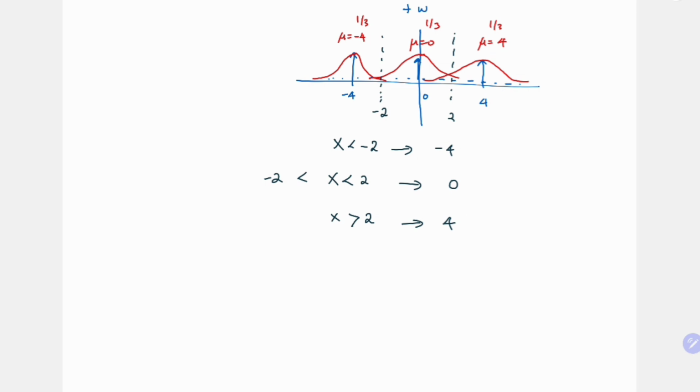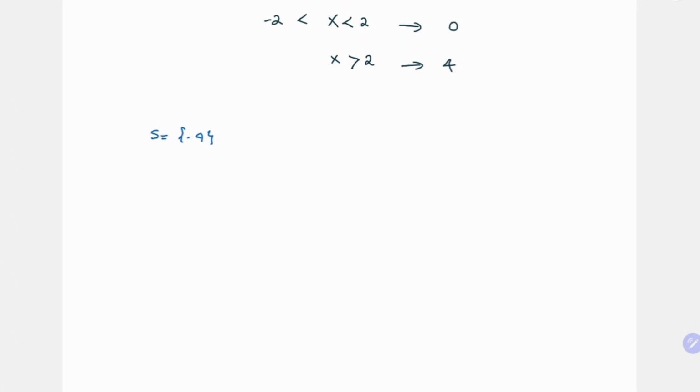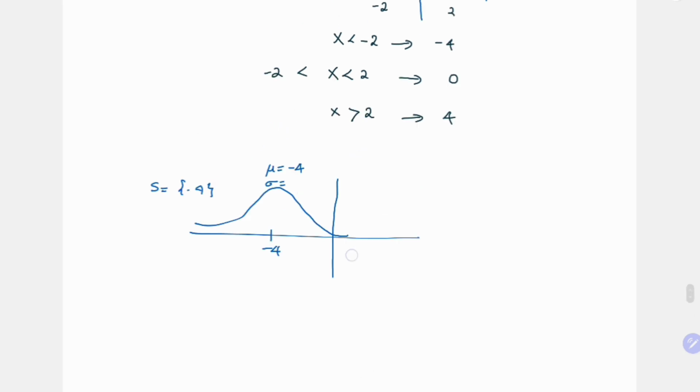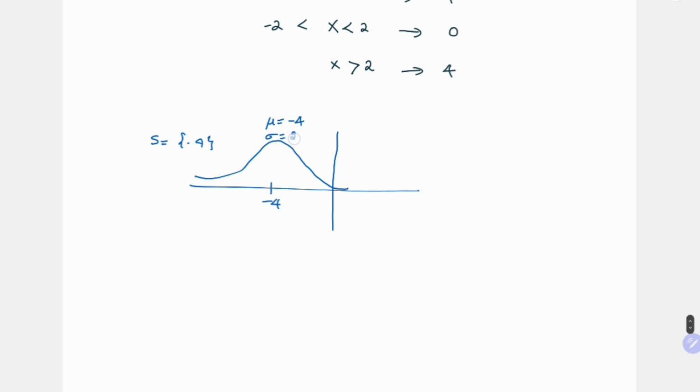But now I need to find the error. So let us observe each of these symbols separately. I'll first take the symbol s equal to -4. So how is this distribution? At -4 we have a Gaussian distribution with mu of -4 and sigma, what they have given. So for the white Gaussian noise, the sigma was 2. So this is going to be equal to 2.